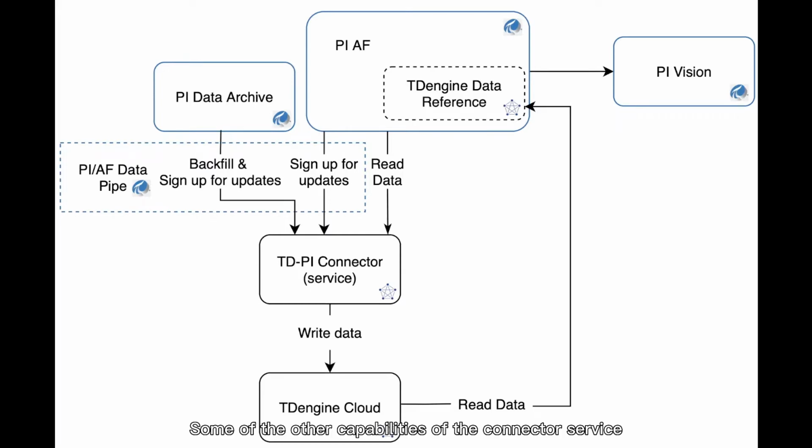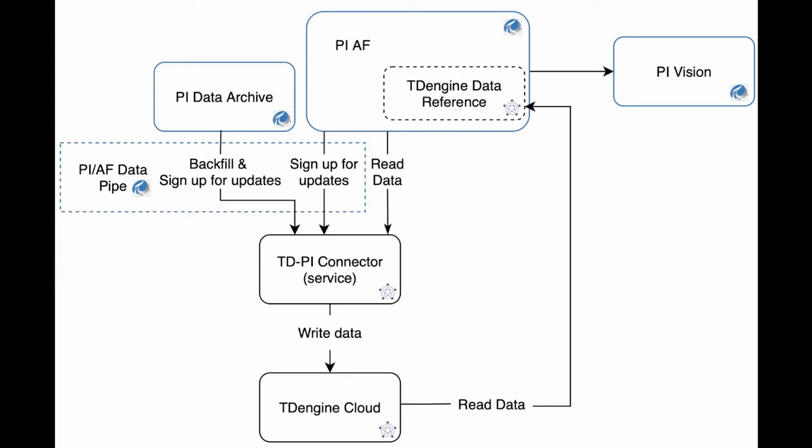Some of the other capabilities of the connector service is that it has streaming data to the cloud. It can backfill on startups. So it's got a utility for backfilling data, and it's got automatic backfill so that if there's ever an interruption in the service, it will look at the latest point sent to the cloud, and it will automatically backfill the missing data.